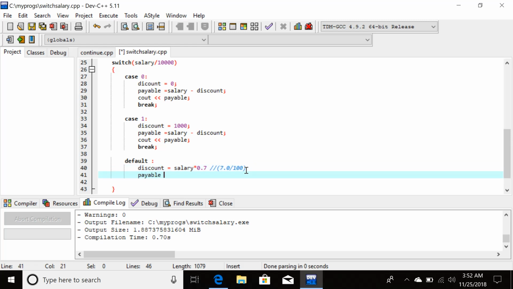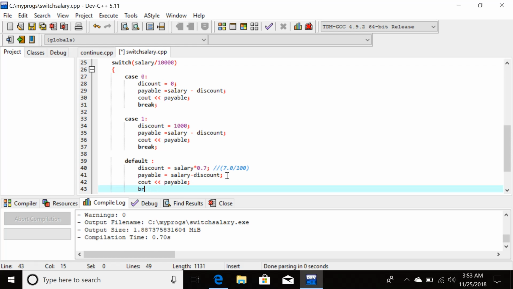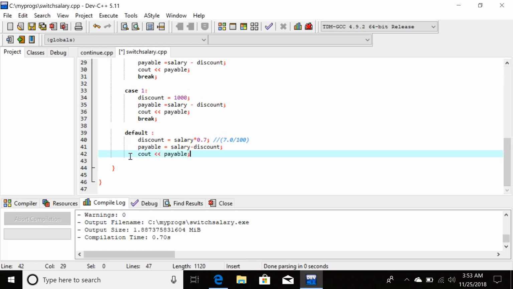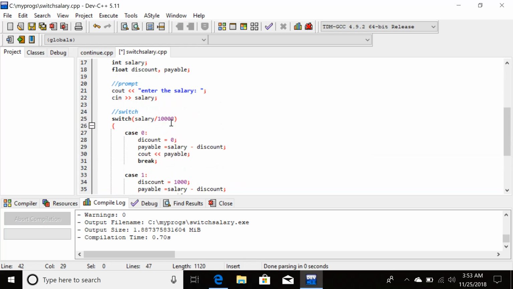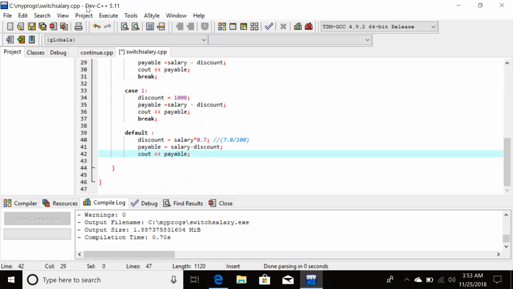So now payable is equal to salary minus discount. Okay, I forgot the semicolon. Okay, now everything is right. Cout is payable, and there is no need for a break here, because it will definitely get out of the switch after that, and this is the last statement, so there is no need for a break after it. I think we are done here. Everything is right. I have saved it with the name of switch salary.